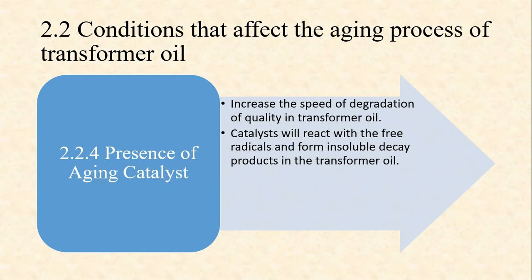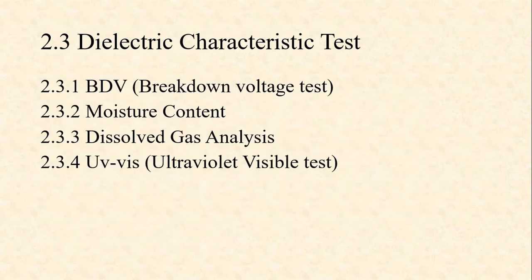And the last is the presence of aging catalyst. The catalyst will increase the speed of degradation of quality in transformer oil. The catalyst will react with the free radicals and form insoluble decay products in the transformer oil. Now I'm going to talk about the dielectric characteristic test that may detect the decay of transformer oil.